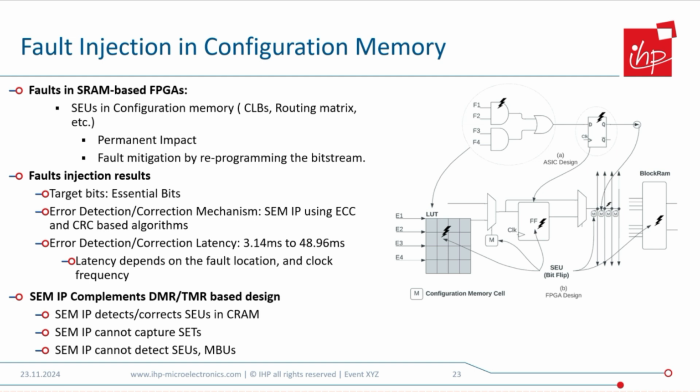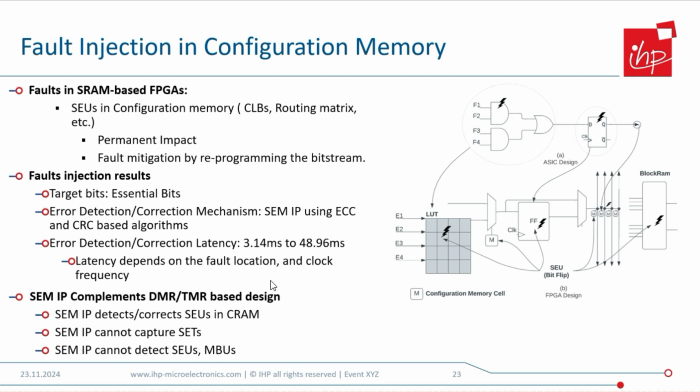So in FPGAs, fault injection is performed on randomly selected 4,000 different essential bits, and we have injected the fault using SEM IP core of the Xilinx. And SEM IP core is used to inject the fault as well, but this IP also helps us detect or correct the fault in the configuration bit stream. And the latency to detect and correct varies a lot, from 3.14 millisecond to 48.98 millisecond.